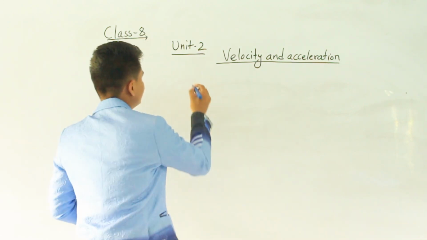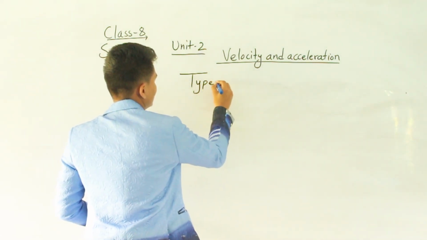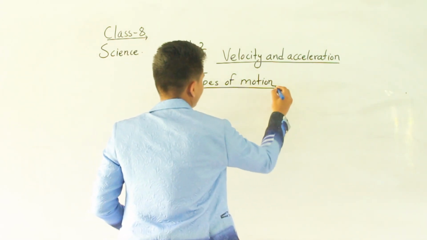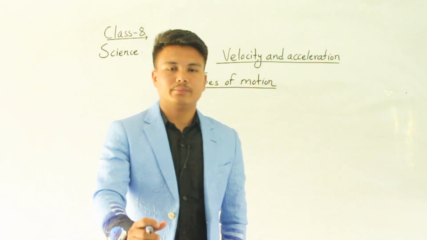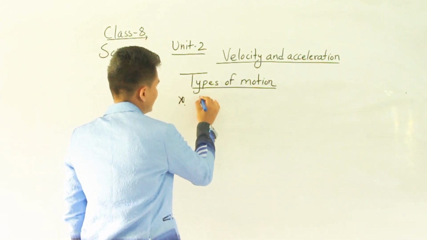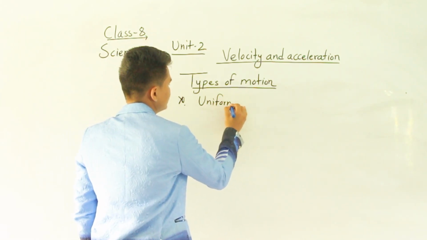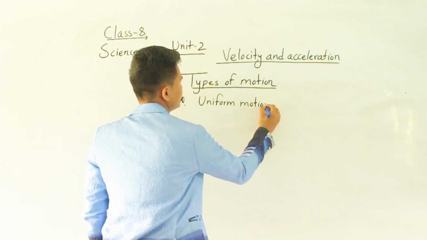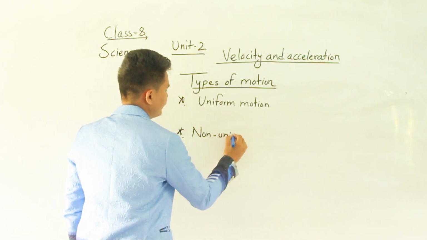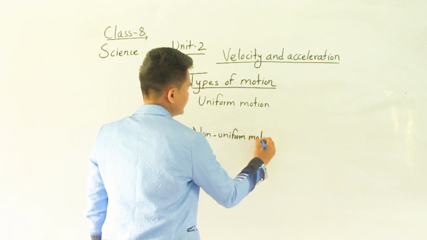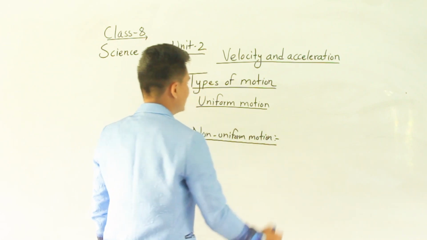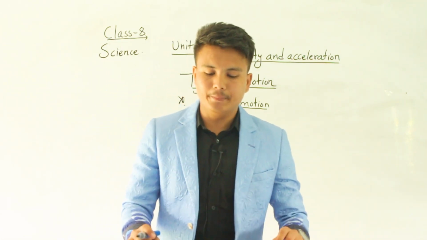Types of motion. Basically there are two types of motion. One is uniform motion and another is non-uniform motion. So what is uniform motion and what is non-uniform motion? Let's learn.